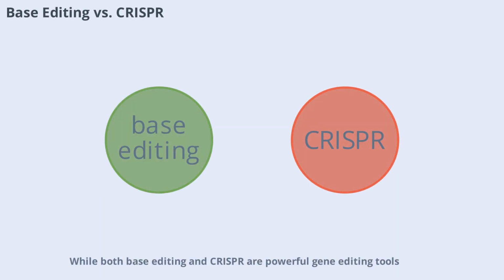Both base editing and CRISPR are powerful gene editing tools. They have important differences. CRISPR typically creates double-stranded breaks in DNA, which can lead to unintended mutations. Base editing, on the other hand, makes single-base changes without cutting the DNA. This reduces the risk of errors and makes base editing more suitable for applications where precision is critical. Understanding these differences helps researchers choose the right tool for each genetic challenge.